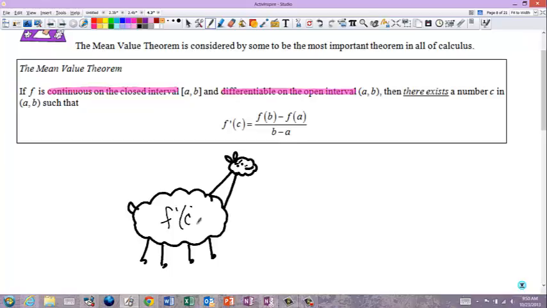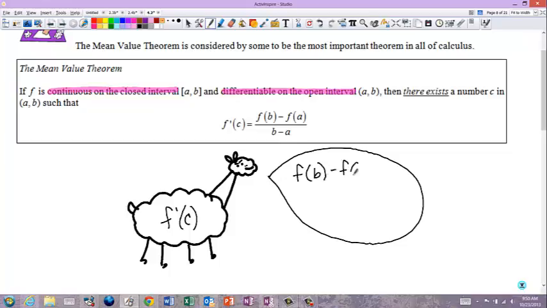f prime of c equals f of b minus f of a over b minus a. This is the mean value theorem. Whoops, not MTV. MVT. We call it the MVT. And that's acceptable. If it asks for the mean value theorem on the AP exam, you can put MVT and that is fine.